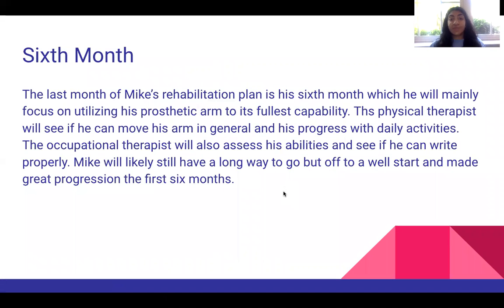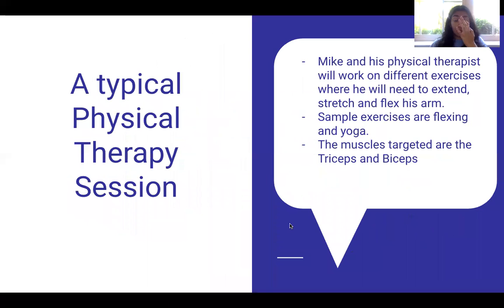The sixth month is the final month of Mike's rehabilitation plan, and he'll mainly focus on utilizing the prosthetic arm and using it to its full capacity. The physical therapist will see how he moves his arm in general and how his progress with daily activities has been going. The occupational therapist will also assess his ability and see if he can write properly. Mike will likely have come a long way, and still has a long way to go, but he's off to a great start and made great progression over his first six months.